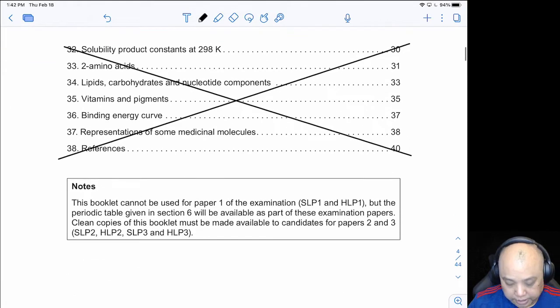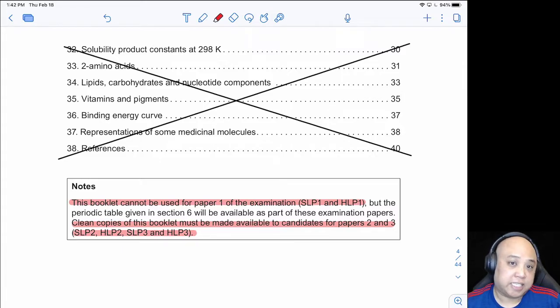Here, just a reminder: paper 1 is all multiple choice, no calculator, and only a periodic table. So you see here, the data booklet cannot be used for paper 1 in HL or SL material. You only get the periodic table in section 6 as part of your paper 1. In paper 2 and paper 3, which doesn't apply to us this year, you'll be provided a clean data booklet like this one for your use for the exam.